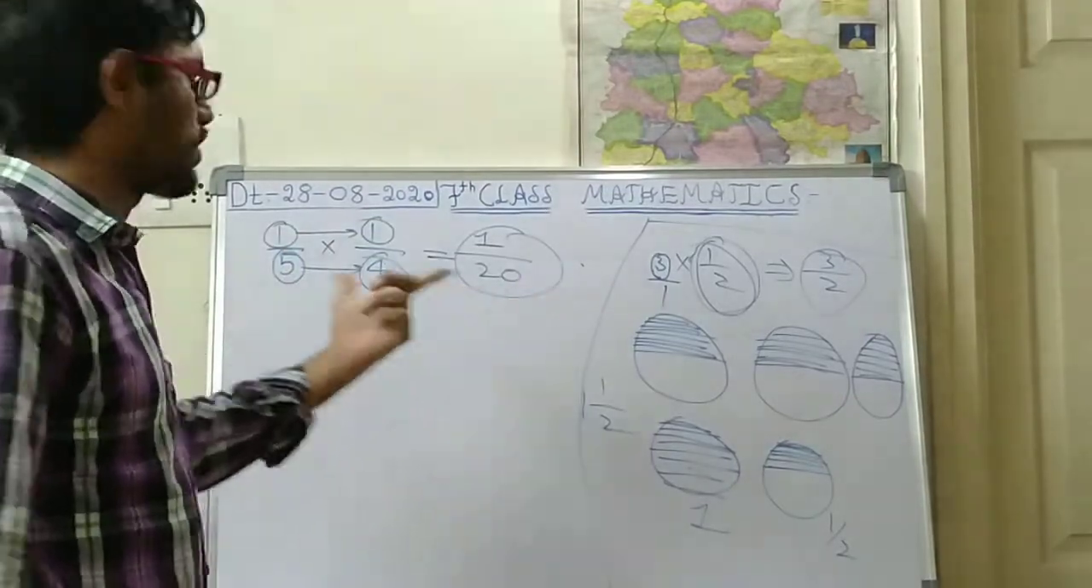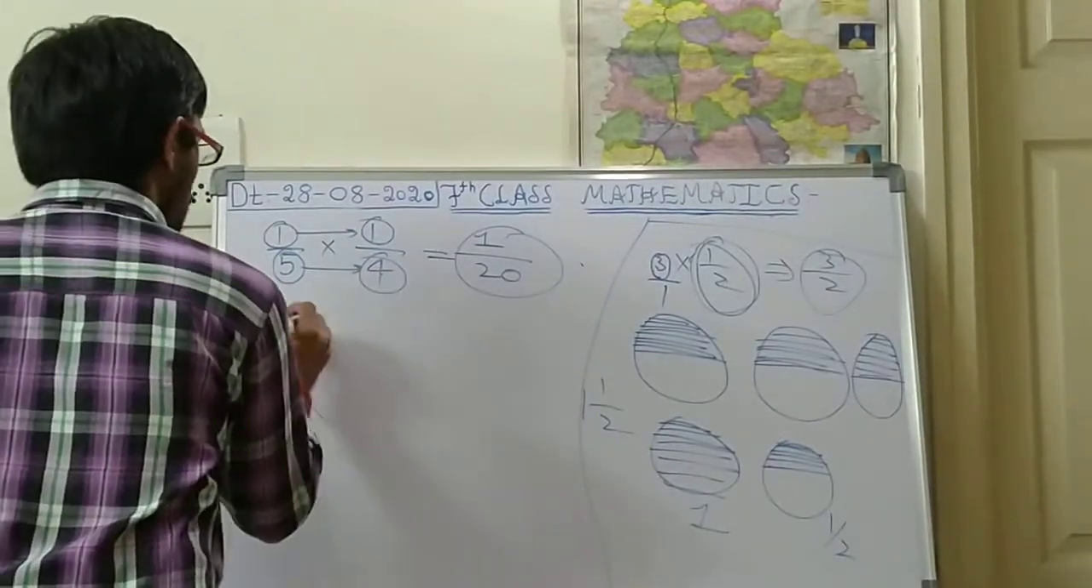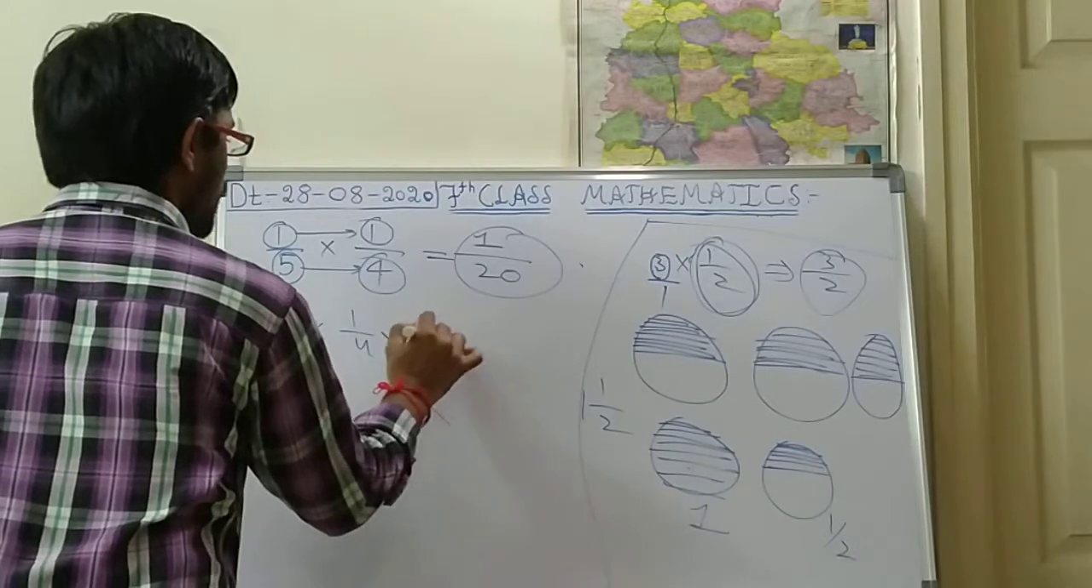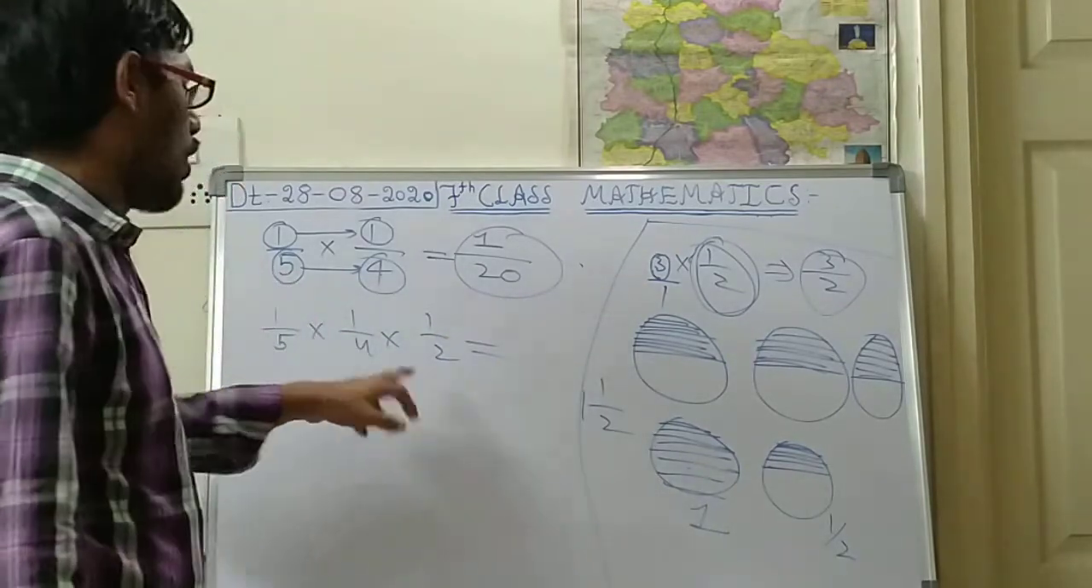Two or more fractions are multiplied in the same way. Suppose 1 by 5 into 1 by 4 into, say, 1 by 2 is there, then how should you take it?